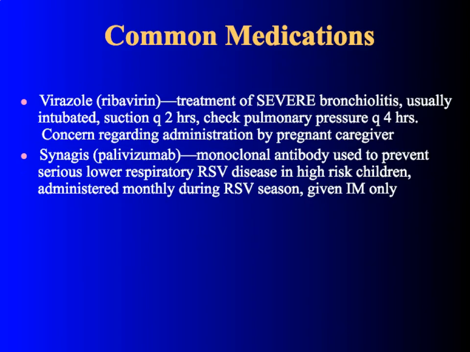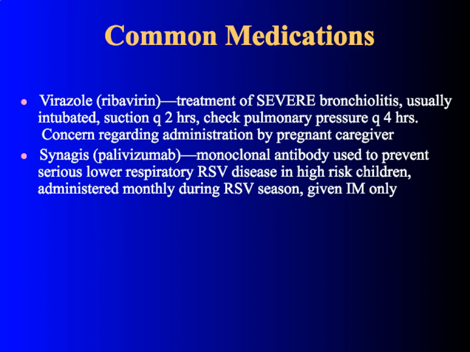Virazole, or ribavirin, is a treatment for severe bronchiolitis. These patients are usually intubated. They require suctioning every 2 hours and usually pulmonary pressure checks every 4 hours. There is concern regarding administration by a pregnant caregiver, so we don't see it used much except in intensive care units.